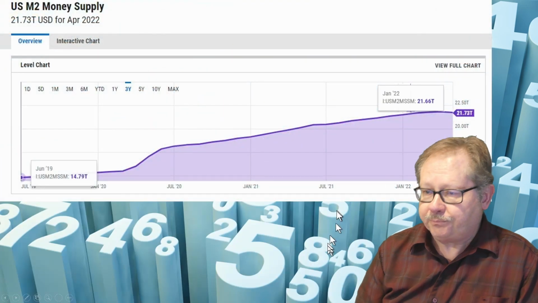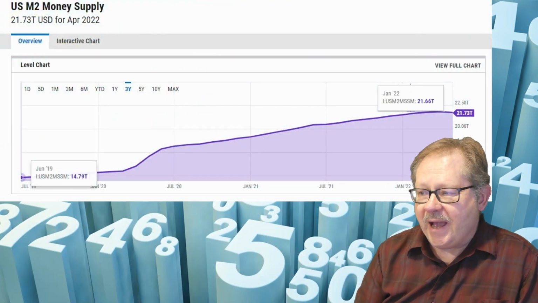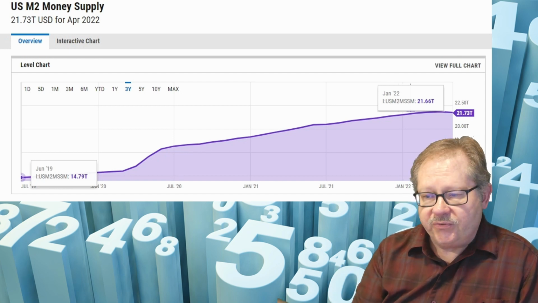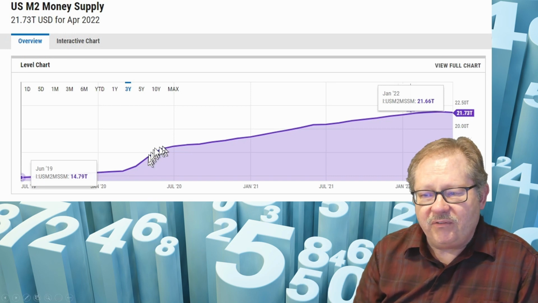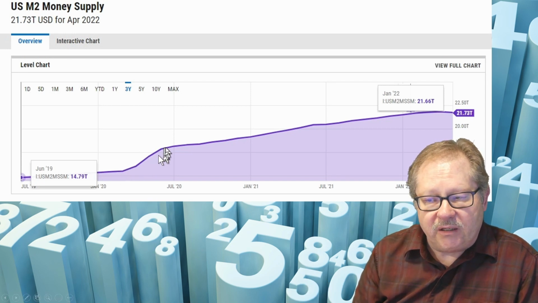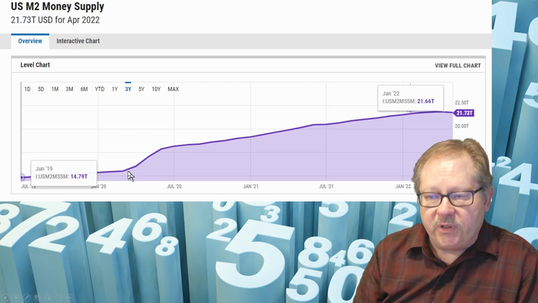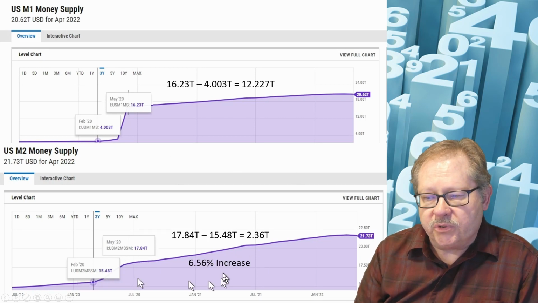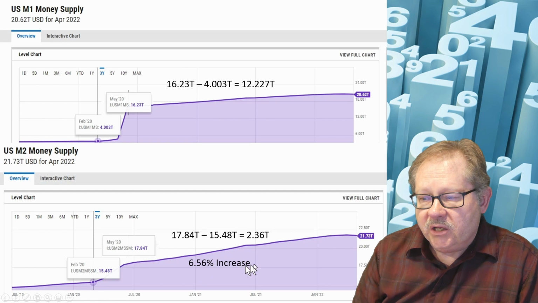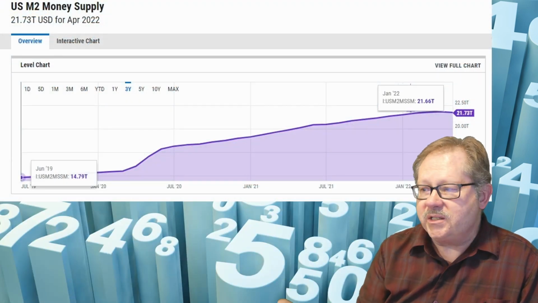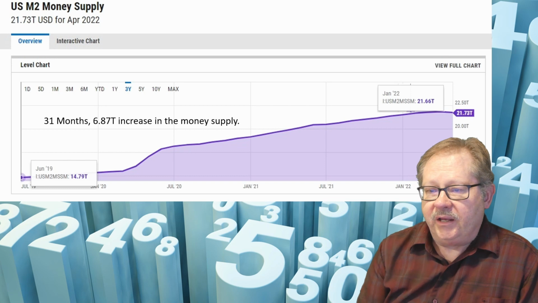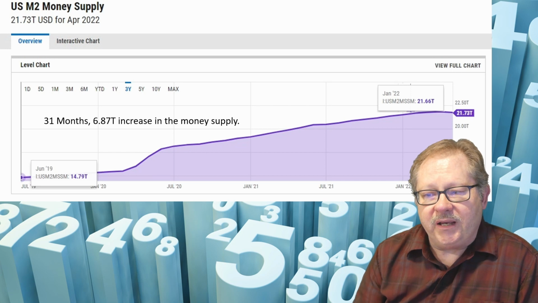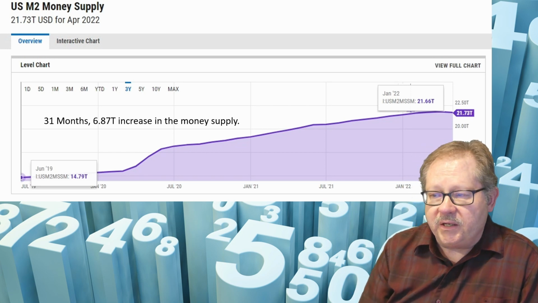So as we go through here, what we want to do is figure out what's happened with the money supply between, let's say, June of 2019 and now, because we've seen a dramatic increase. Even this is an incredibly dramatic increase in the money supply. And just in this little portion was a 6.56 increase. So if we go back to this figure, what is the increase between here and there? During the 31 months that we're talking about, there was a $6.87 trillion increase in the money supply.